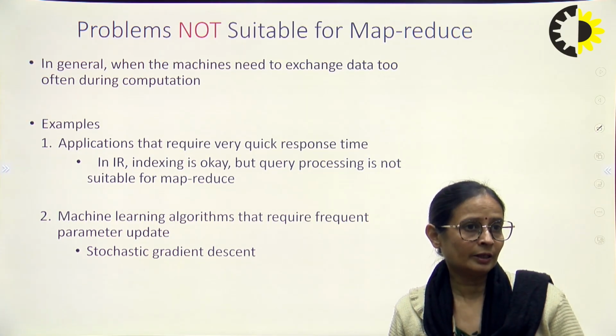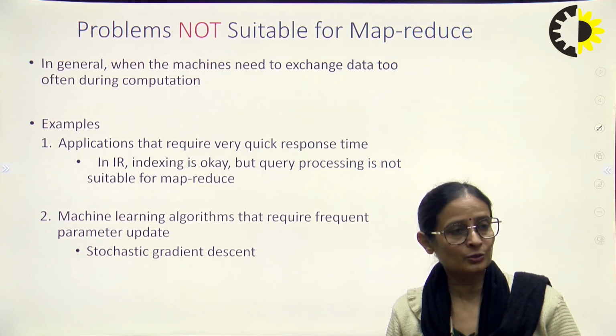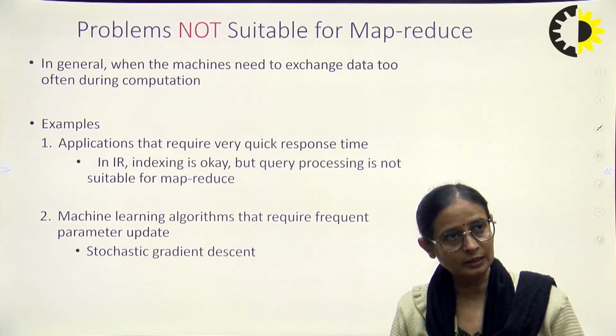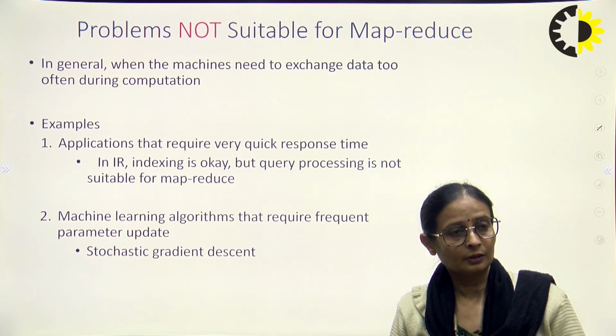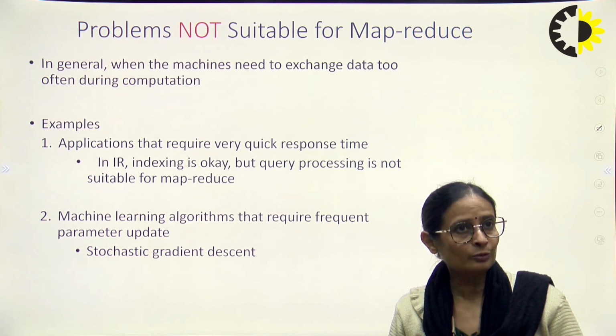Machine learning algorithms require frequent parameter updates. So for example, stochastic gradient descent. Again, such applications which we are building over the ML concept, we generally don't go with the MapReduce concept.